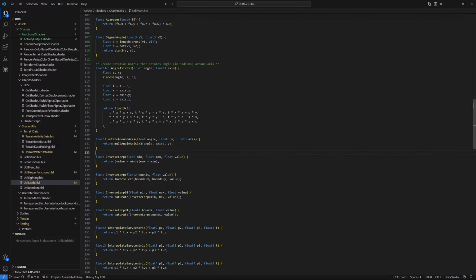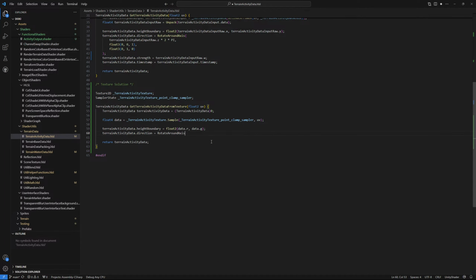rotate around axis, angle V axis, rotate around axis, angle we want to do data dot b times 2.0 times pi, and we want to rotate float 3001 around float 3010. And that's the direction we get.